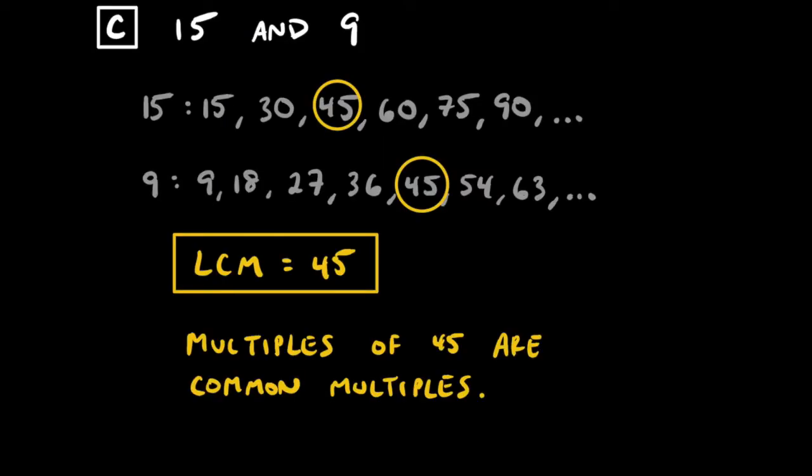If you got 45, great. 45 is the LCM for 15 and 9. Let's just try this method one more time. List the multiples for 18 and 12 until you find their least common multiple. Pause the video now.